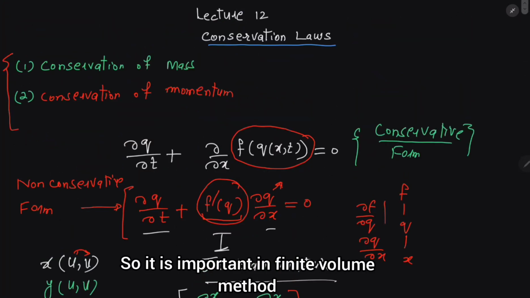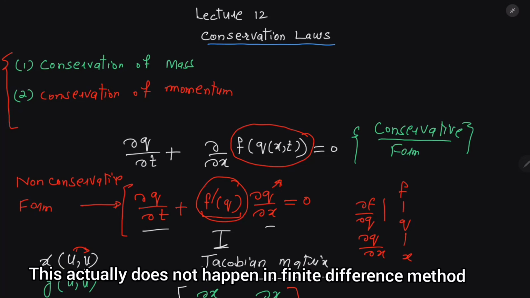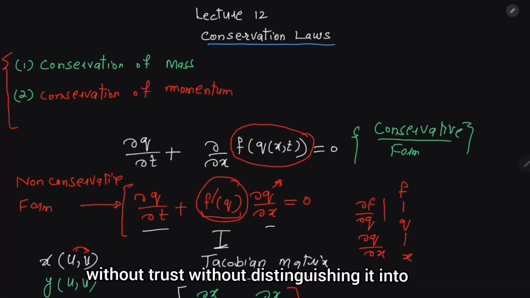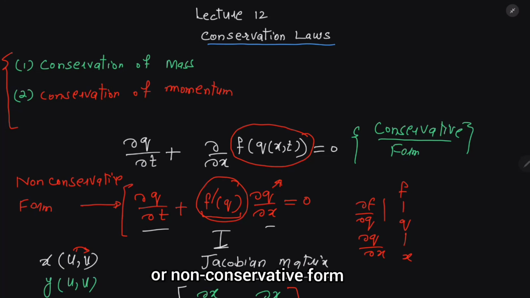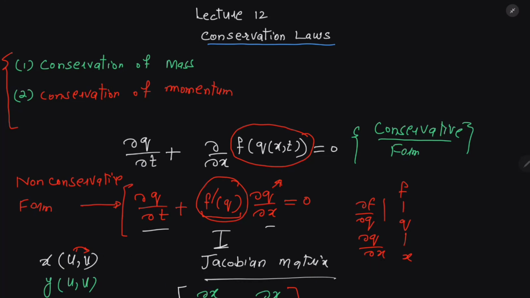So it is important in the finite volume method that we distinguish between conservative and non-conservative form. This actually does not happen in the finite difference method. In the finite difference method, we blindly work on the equation without distinguishing it into the conservative form or non-conservative form. So this was all about the conservation laws. Thank you for watching.